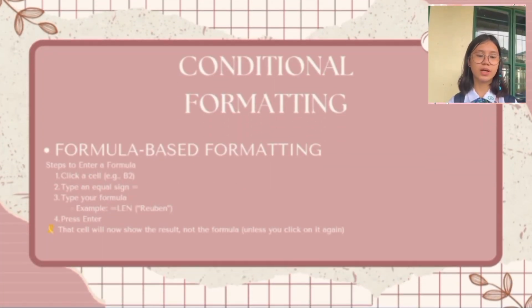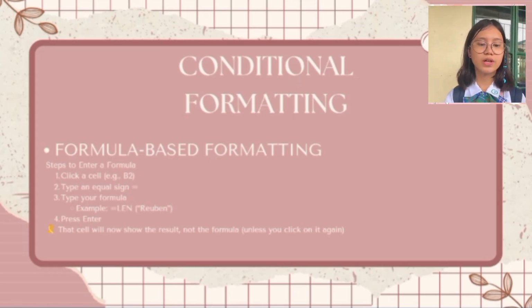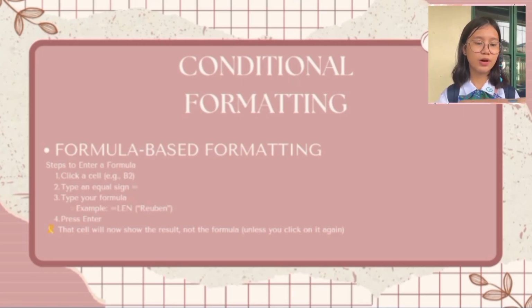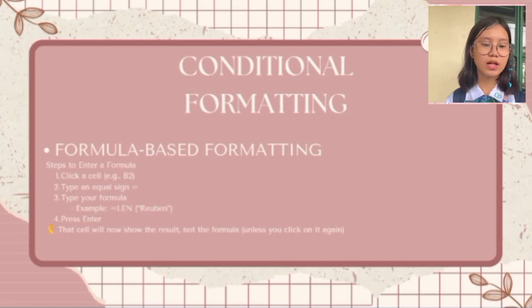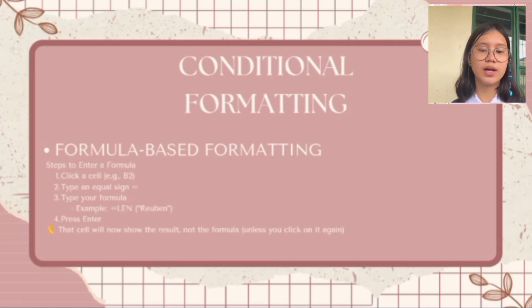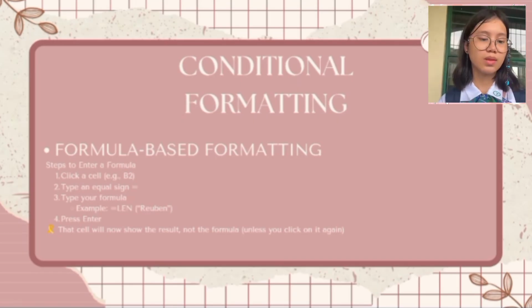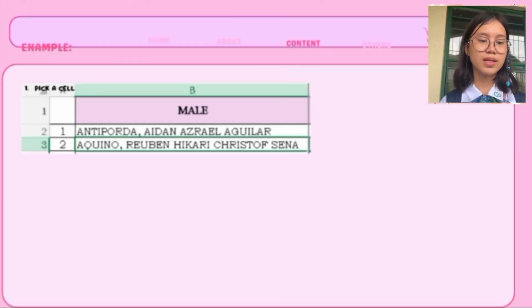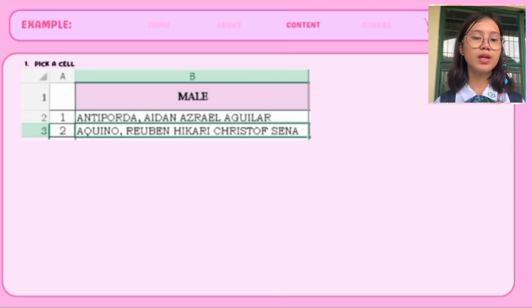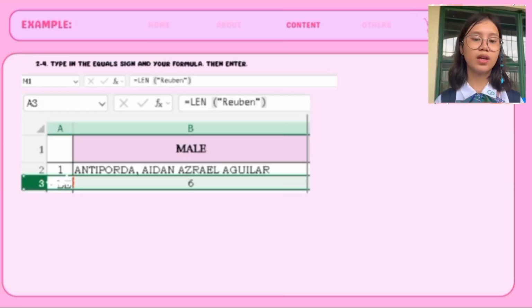Steps to enter a formula. 1. Click a cell. For example, B2. The second step is type an equal sign. The third step is type your formula. Example, =LEN(Ruben). The step 4 is press Enter. That cell will now show the result, not the formula, unless you click on it again. As you can see here, step 1 is pick a cell. Then for steps 2 to 4, type in the equal sign and your formula, then Enter.